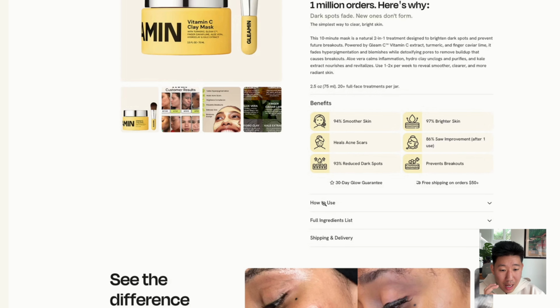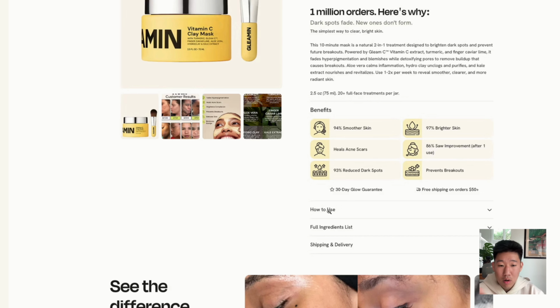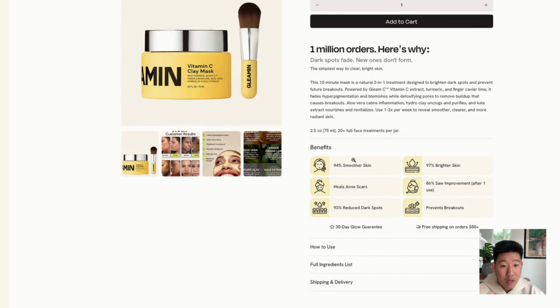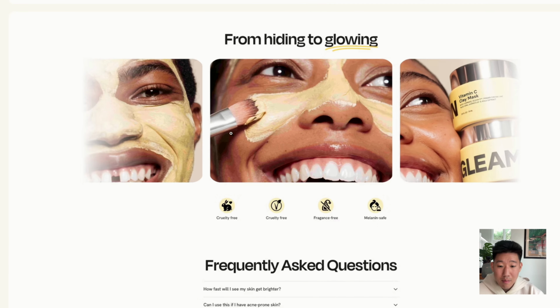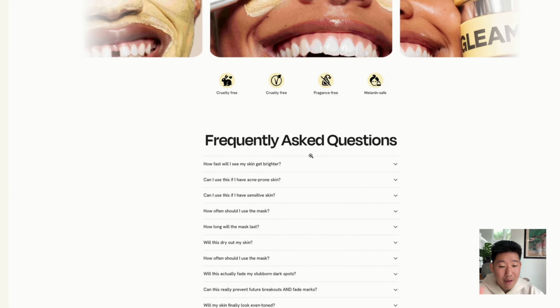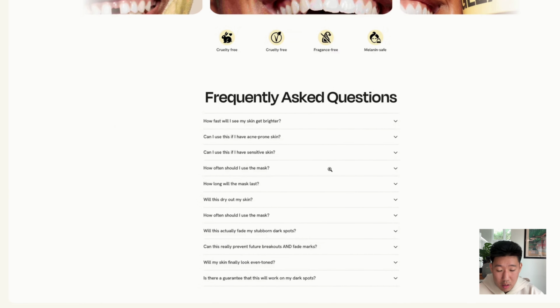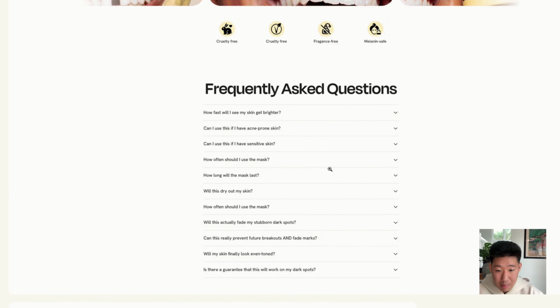The benefits, how to use, full ingredients, shipping and delivery. This is exactly what I mentioned before of having the key relevant information below the buy box and readily available for them. Then they also have before and afters. They have more value props around the brand: cruelty-free, fragrance-free, melanin safe, FAQ. So, reverse engineering everything that they need to make the buying decision.